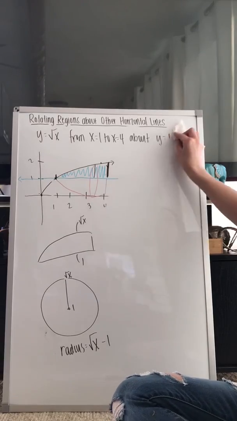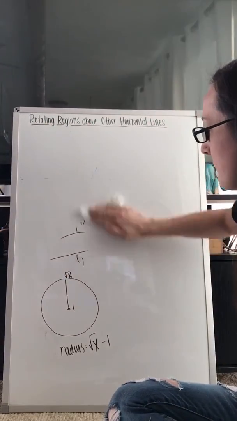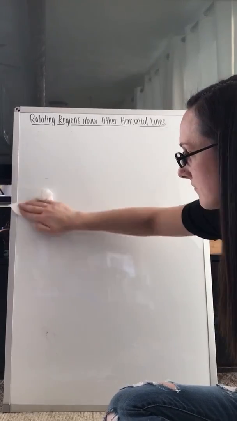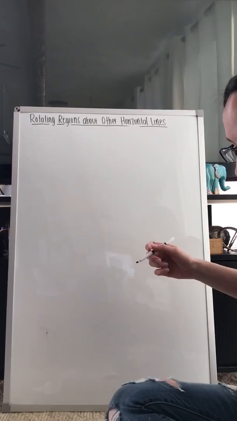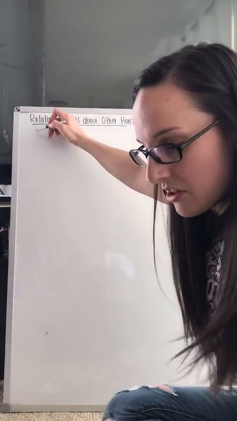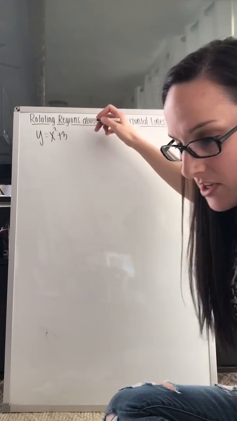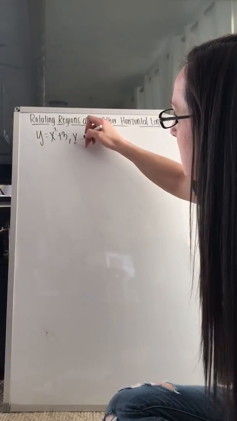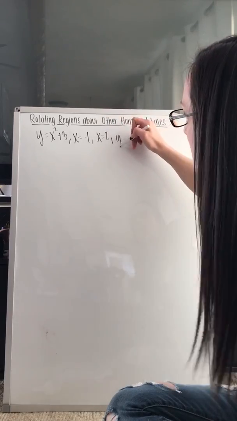All right, I'm going to keep on going here. So example 3. Okay, example 3, we're going to be talking about rotating the region of y = x squared + 3, x = -1, x = 2, and y = 1.